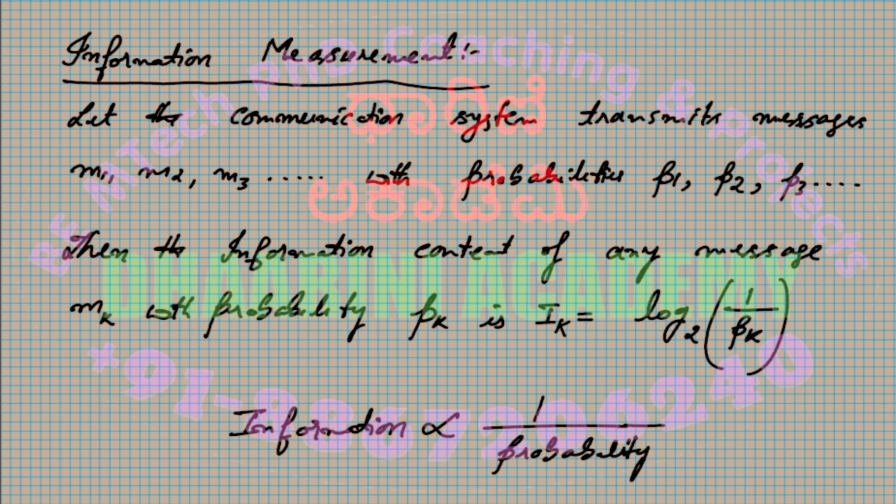Right? So probability was less for rain, it actually yielded highest information. So probability less, information is more. So I understand that I need to have an inverse relationship. That inverse relationship I can see here: Ik, the information, is 1 by probability. Okay.